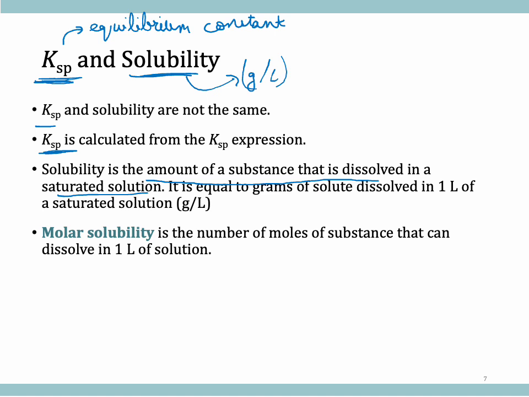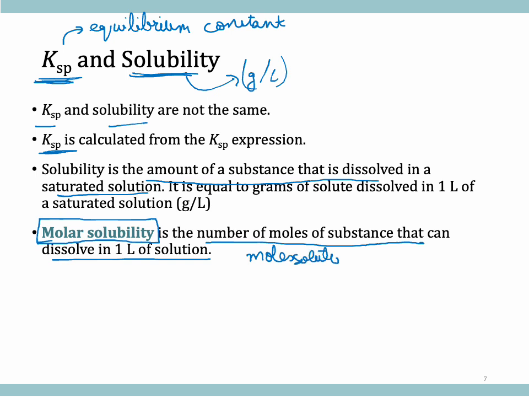Ksp tells me how soluble a compound can be. Same thing with solubility. Solubility tells me how soluble a compound can be. Solubility can also have other units. One other unit of solubility is molar solubility. What is molar solubility? When we measure the amount of solute in moles. So the number of moles of solute that can be dissolved in 1 liter of solution is called molar solubility. So it is moles of solute in 1 liter of solution. So it's essentially the same as molarity. That is why it is called molar solubility.